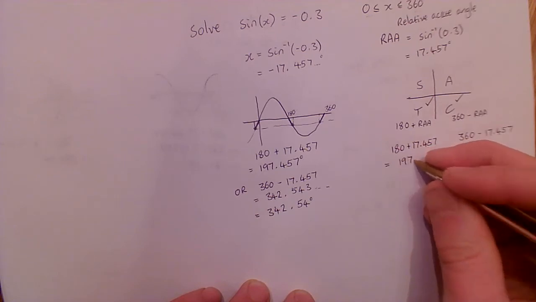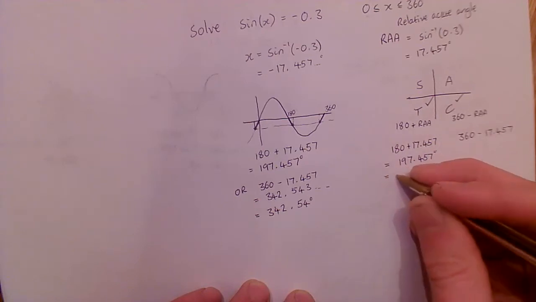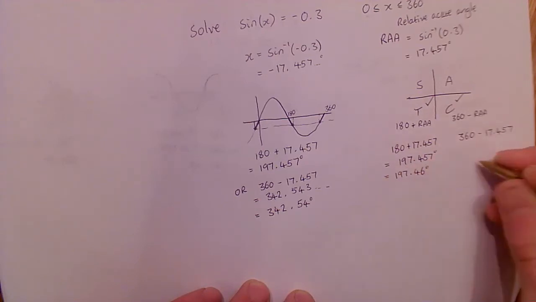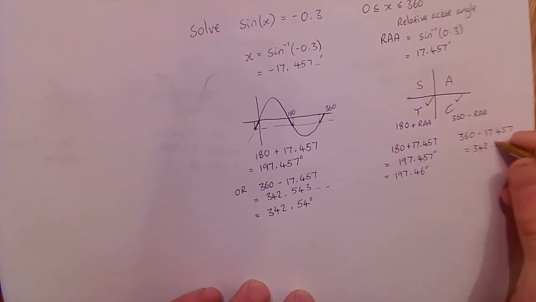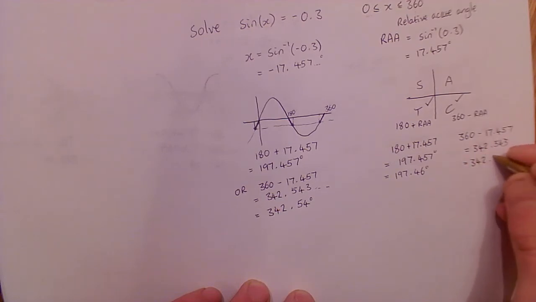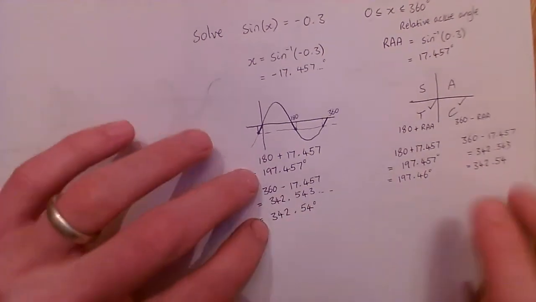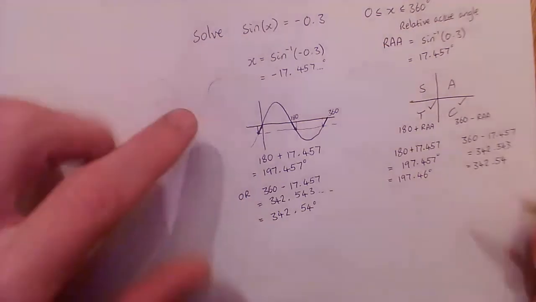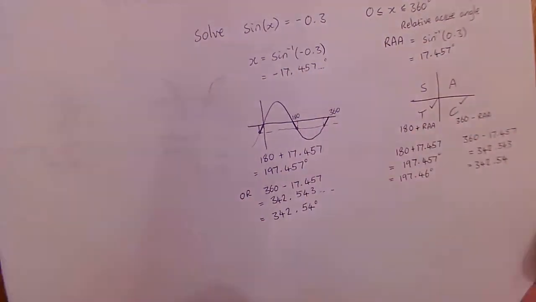As I say, when you're dealing with a cos, you'll see there's a little bit more difference between these. Or we get 342.543 to 342.54. You'll see a bit more difference between these. They still give the same answers, but you will see that this value here is more drastically different when we're dealing with a cos.